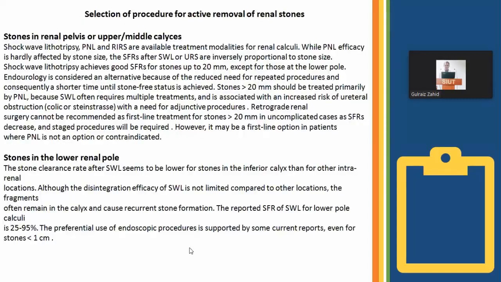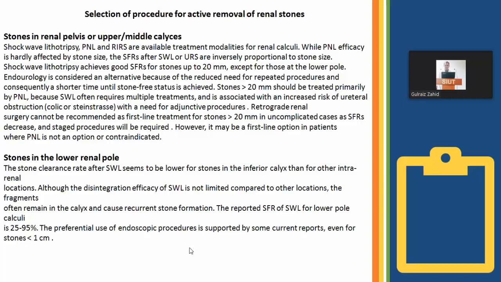Selection of procedure for active removal of renal stones. Stones in renal pelvis or upper middle calyces: shockwave lithotripsy, PNL and RIRS are available treatment modalities for renal calculi, while PNL efficacy is hardly affected by stone size. The SFRs after SWL or URS are inversely proportional to stone size. Shockwave lithotripsy achieves good SFRs for stones up to 20 millimeter, except for those at the lower pole.